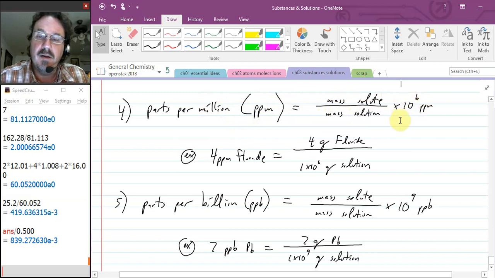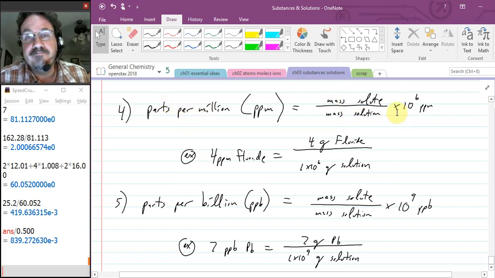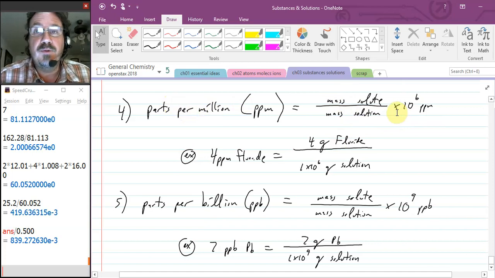Hey, remember when it was a mass percent? We did the same thing, but we multiplied by 100 because it's a percent, which was per 100. This time it's a per million, so we're going to multiply by a million. If you understood the mass percent, then you understand a ppm, parts per million. We're just dividing by that.